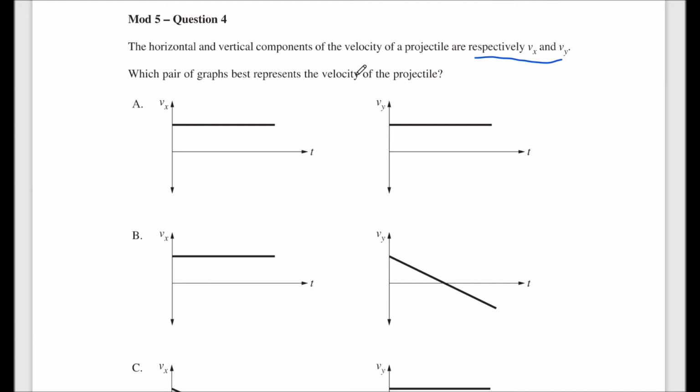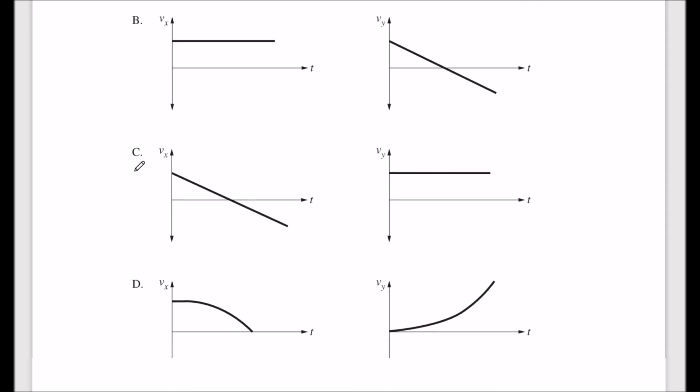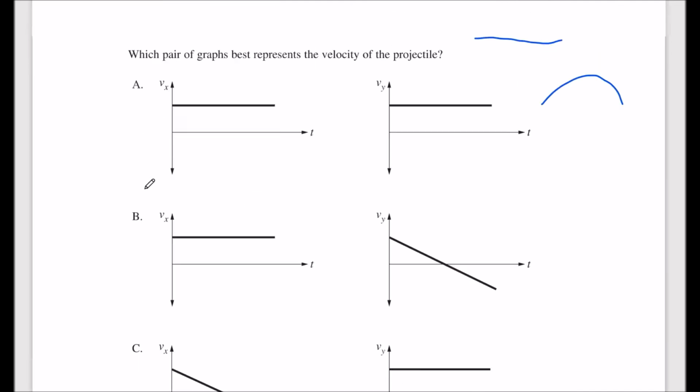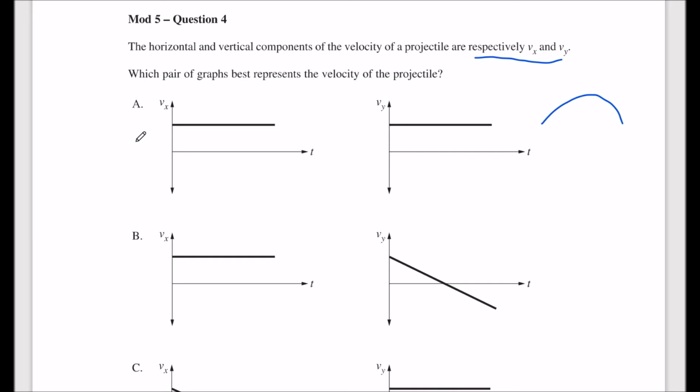Which pair best represents? So if we're looking at a normal projectile, I guess we're just assuming what the launch looks like. So projectile looks like so. The horizontal velocity is always going to remain constant. So A, B are the only ones that we can look into. So it's either A or B.